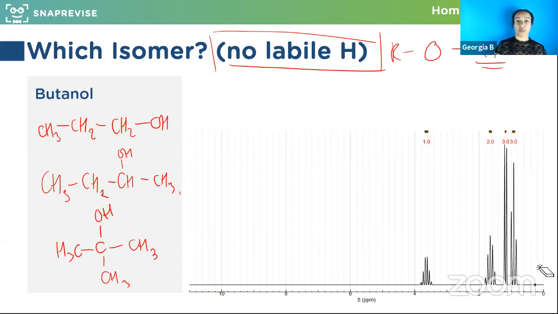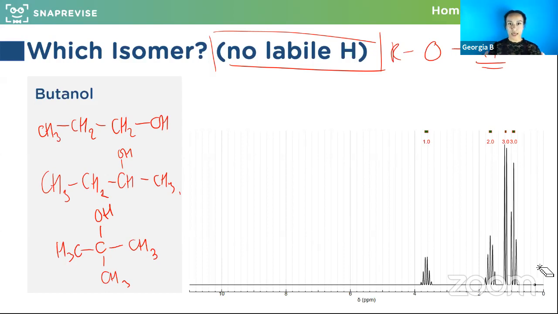So we can ignore that one. Can you please tell me how I would identify it? Yes, that is what I'm about to do. Cool. So we have our 3 isomers of butanol, right? Let's go through each and decide how many proton environments there are going to be.